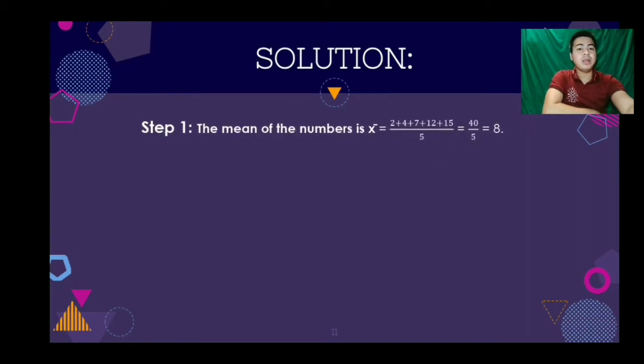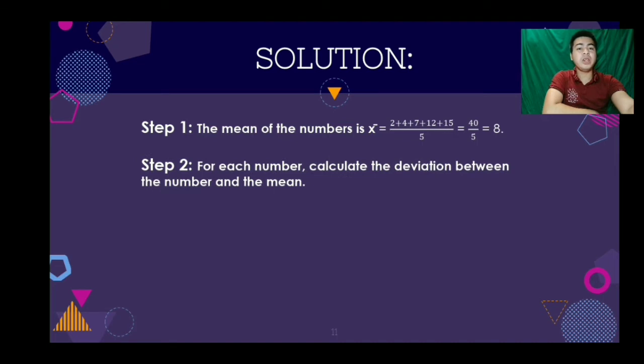Step 1, the mean of the numbers is mean equals 2 plus 4 plus 7 plus 12 plus 15 over 5. So our n is 5. So equals 40 over 5 equals 8. This is our mean number.